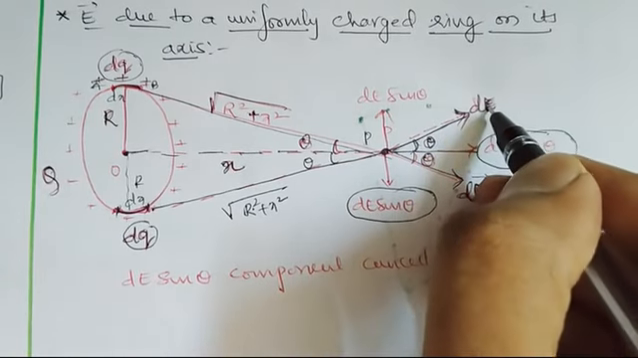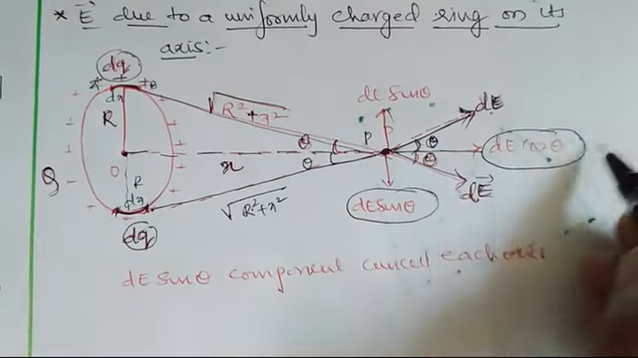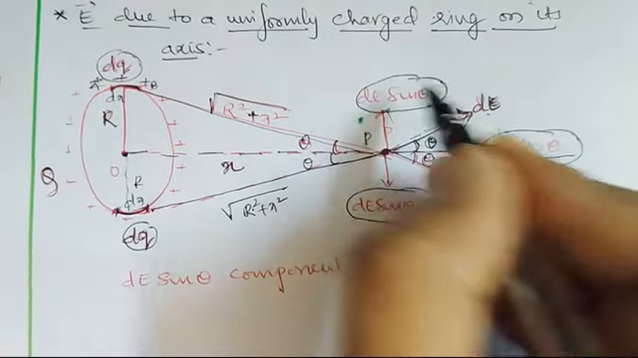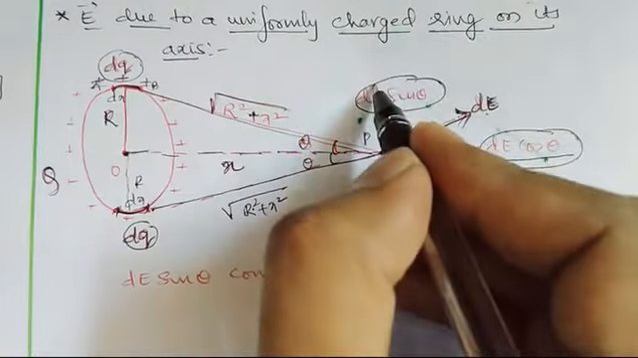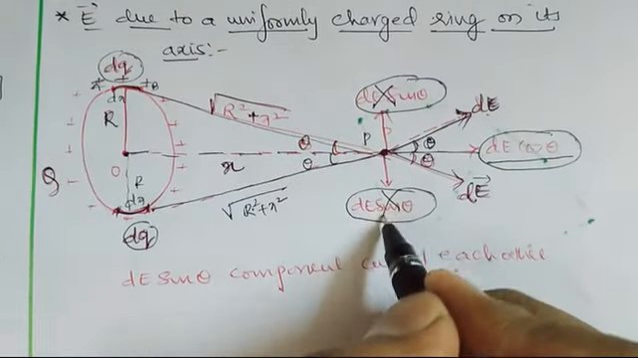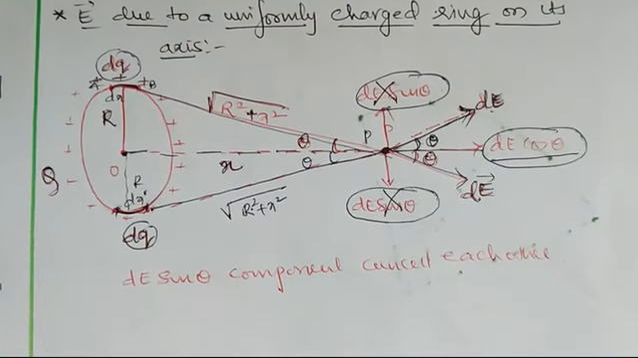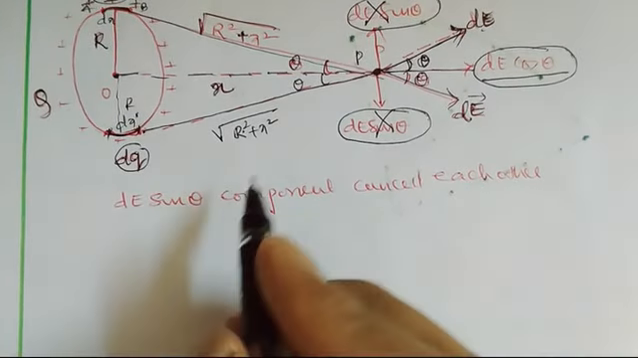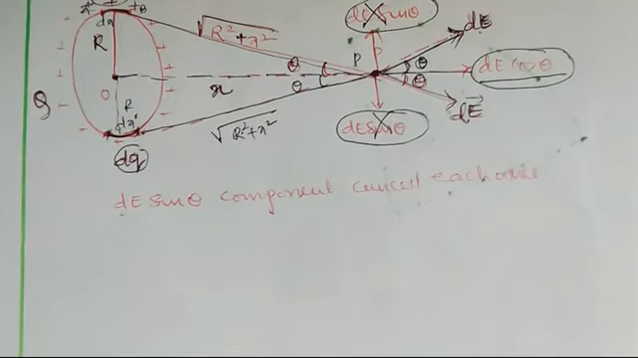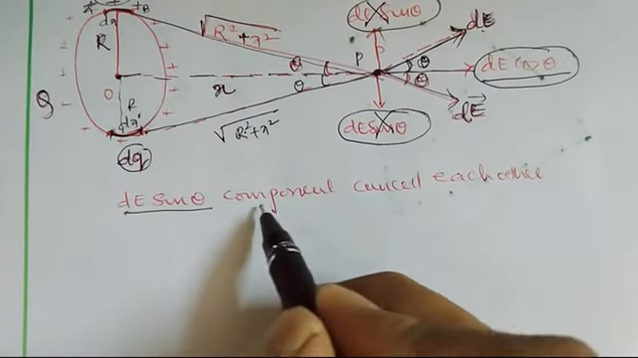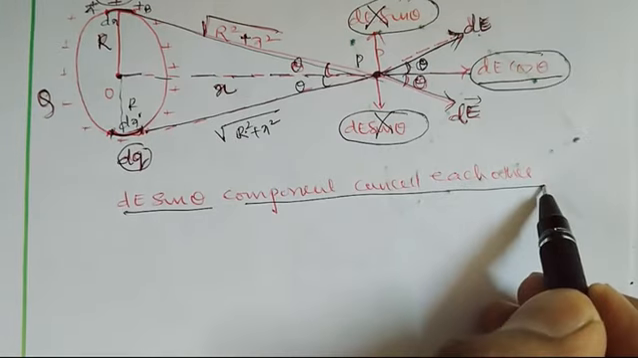The electric field is dE, so again it will have two components, that is dE cos theta and dE sin theta. Now this dE sin theta and dE sin theta due to this dq and dq dash will cancel each other. So that's why we have written here that the dE sin theta components cancel each other.